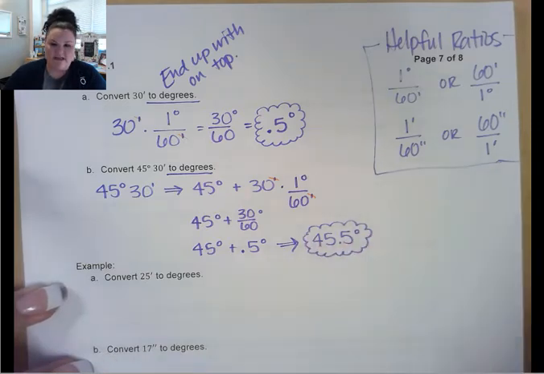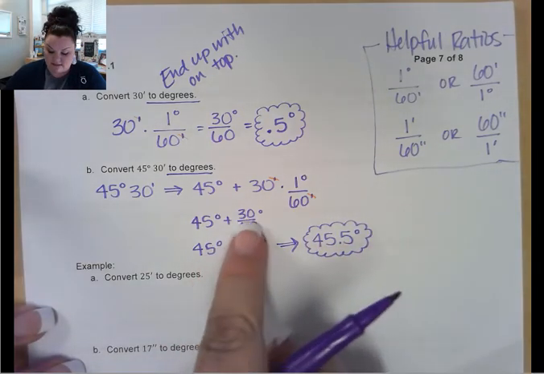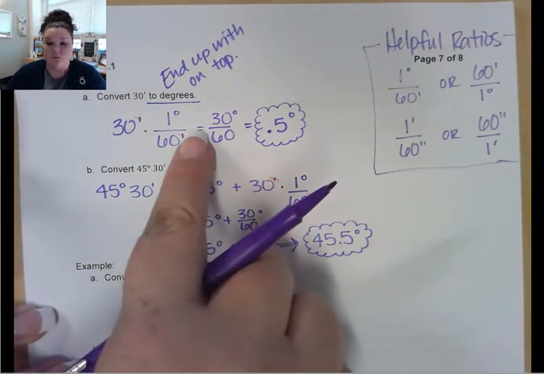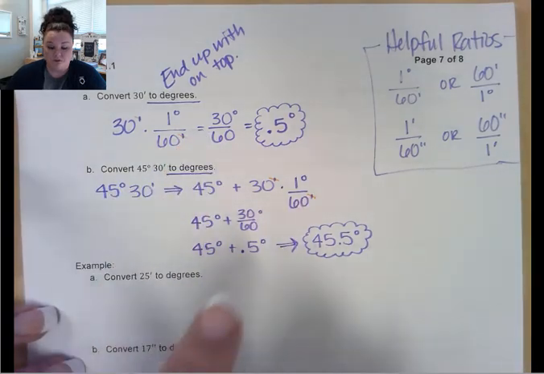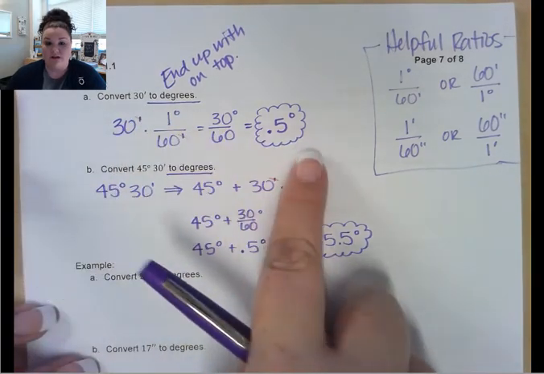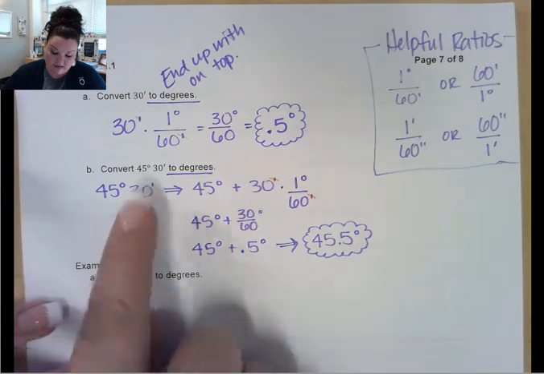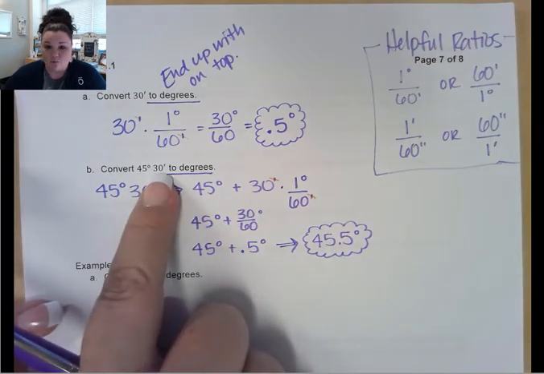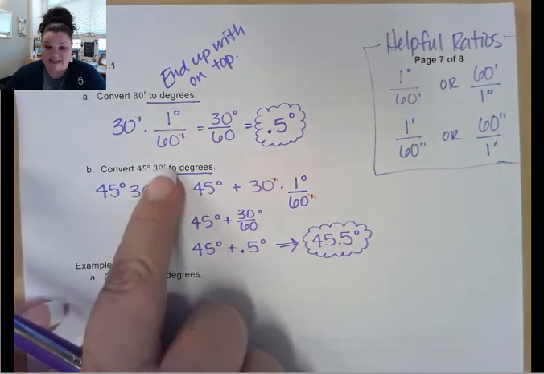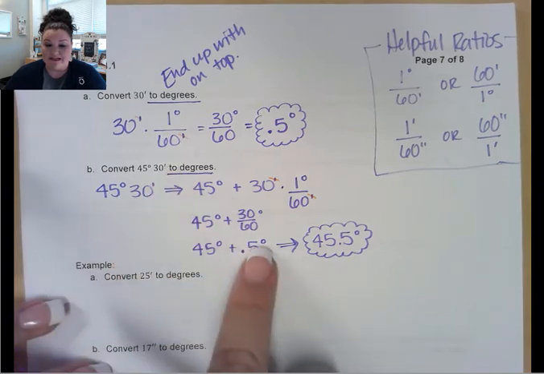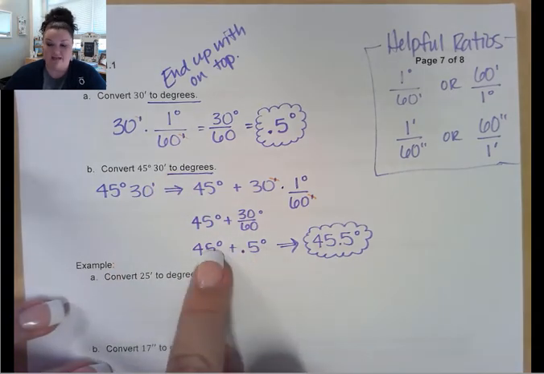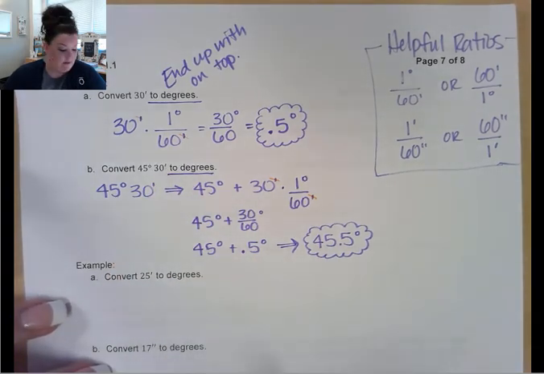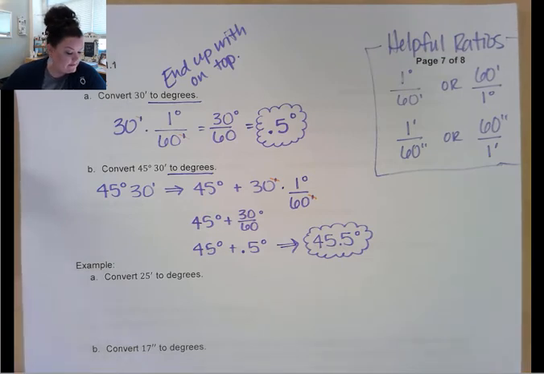Okay. Does that kind of make sense? I know that this little thing we had to convert was the same as the one we did above. I just want to show you if we just have minutes, we can convert it to degrees. If we have degrees and minutes, again, we're just converting the minutes piece, and however many degrees that ends up being, then we just add it to our existing degrees. Okay?